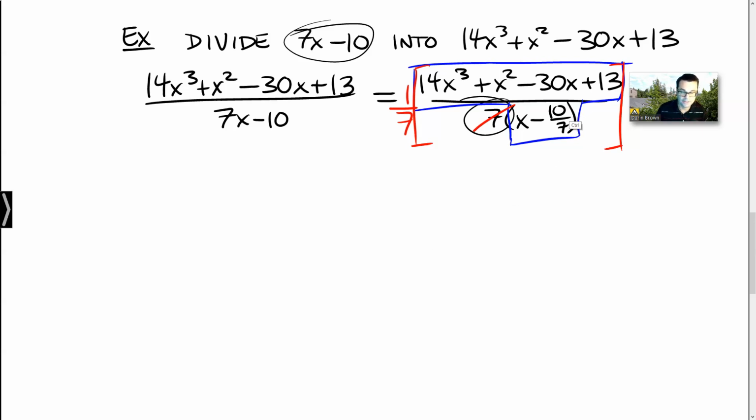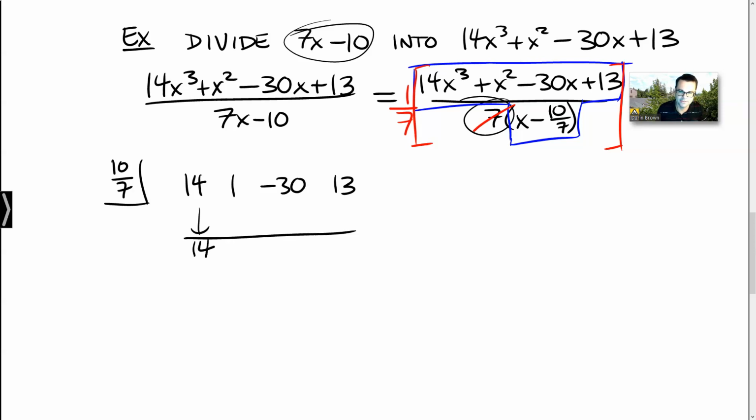Okay, so let's do synthetic division now with the 10 sevenths. 10 sevenths is on timeout. And we've got 14, 1, negative 30, 13. Okay, I drop down the 14, and away I go. 10 sevenths times 14. Luckily, 7 goes into 14 evenly. 2 times, so 2 times 10, 20. I add to 21. 7 goes into 21 evenly.